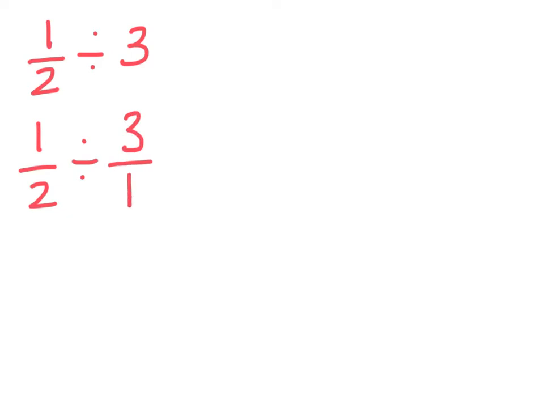In method 3, we're going to learn a new vocabulary term for math, and it's called reciprocal. So let's begin by writing our problem: 1/2 divided by 3, or 1/2 divided by 3 over 1. Now, dividing by a number is the same as multiplying by its reciprocal. What's a reciprocal? Well, the reciprocal of 3 over 1 is 1 over 3.